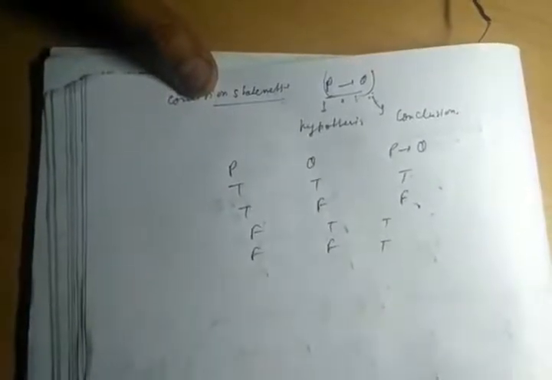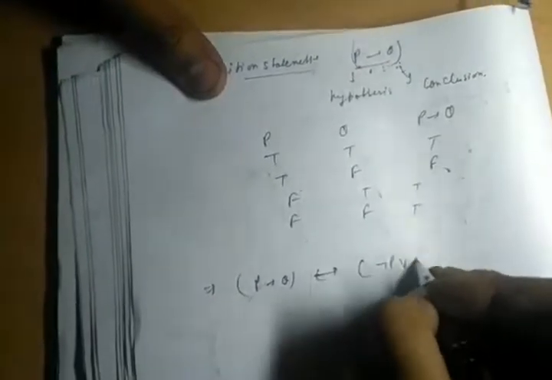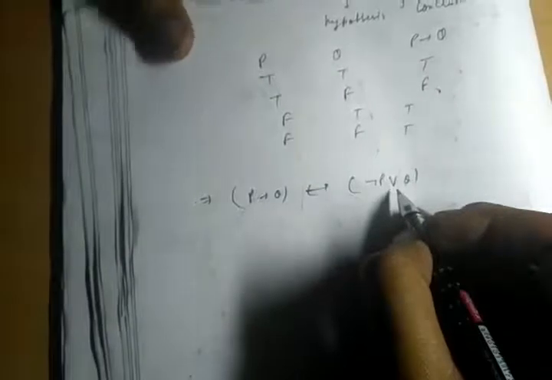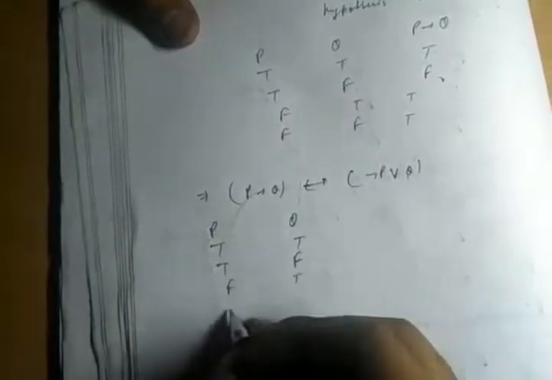Now let's apply the whole concept that we studied earlier by means of a truth table. Suppose there's a question like P conditional Q, biconditional, the negation of Q disjunction negation of P and Q, and how you will construct its truth table. It's very simple. There's a statement P and a statement Q.